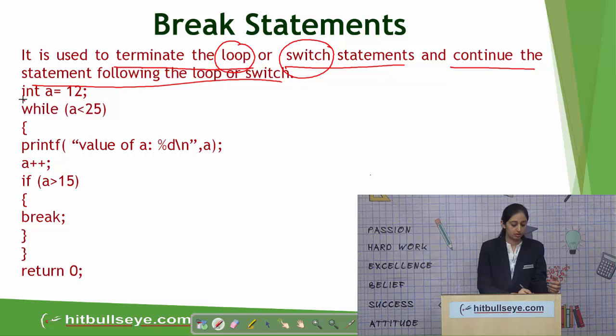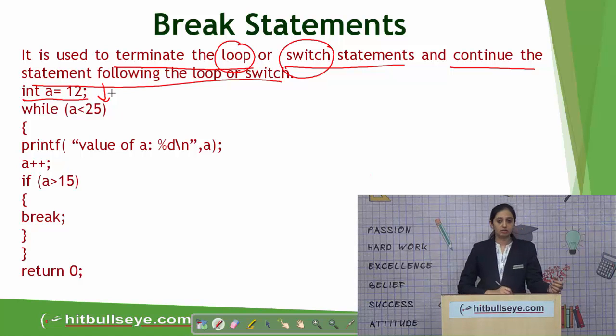Here is the local variable definition, int a is equal to 12, and after that the condition will be checked. The condition is while a is smaller than 25, and after that the output, that is printf, and then the incrementation. Inside the while loop there is an if block for further checking of the condition, that is a is greater than 15, and again the break statement, right? So let's discuss this program, what is the output of this program.